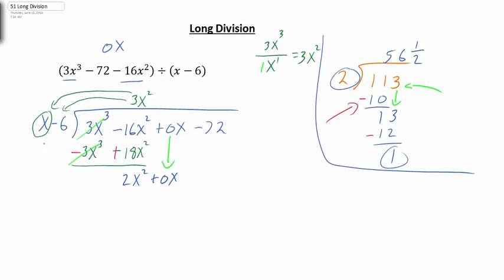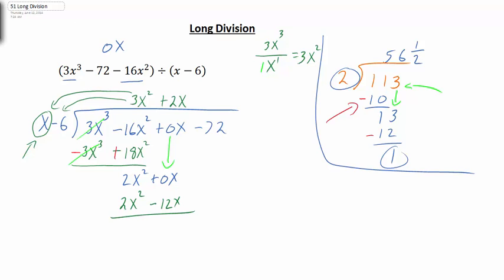Again, we're going to look at the x here. What do we need to multiply x by to get the 2x squared? Well, we need to multiply by a 2, and we have an x squared, so we need to multiply the x by an x. So we need to multiply by 2x. So once again, 2x times x is 2x squared. And then multiply the 2x by the negative 6, and we get a negative 12x.